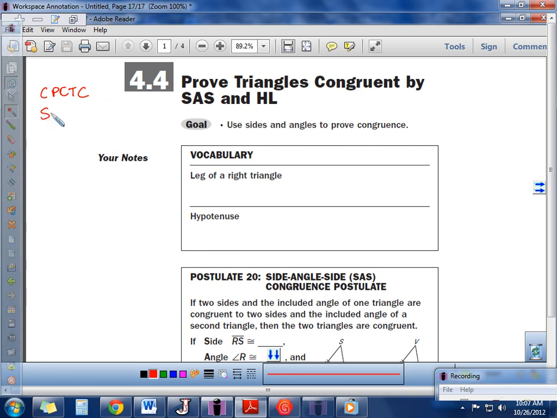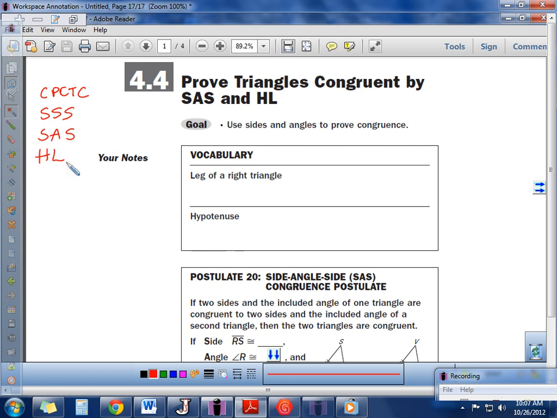The other day we learned side, side, side. That's when you have three sides on each triangle, corresponding and congruent. Today we're learning about two new ones, so you can add to your list: side angle side and HL. Now we have four ways of proving triangles are congruent, depending on what's given in the picture and what you can prove.